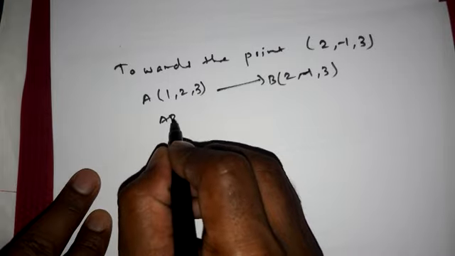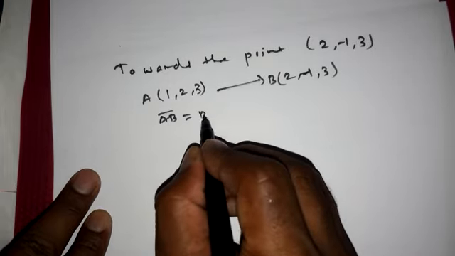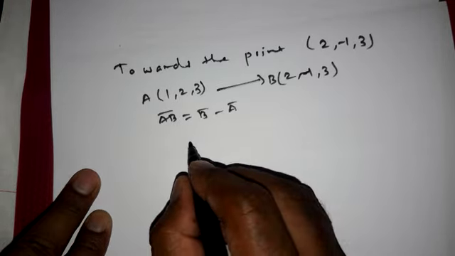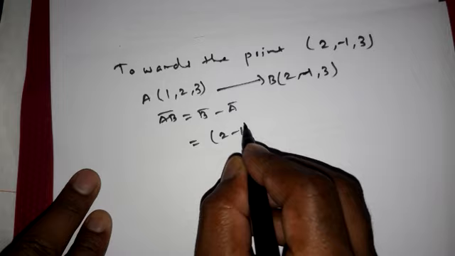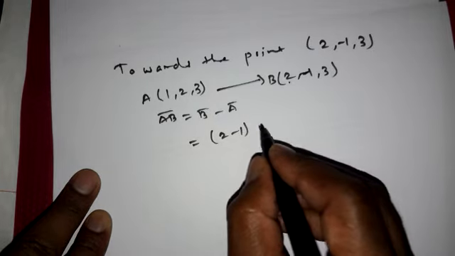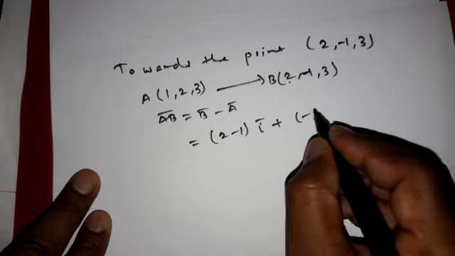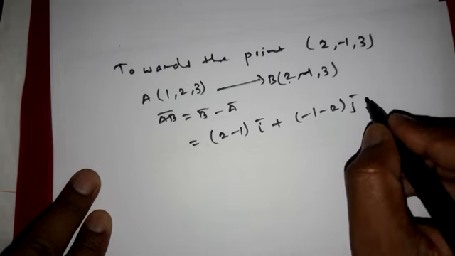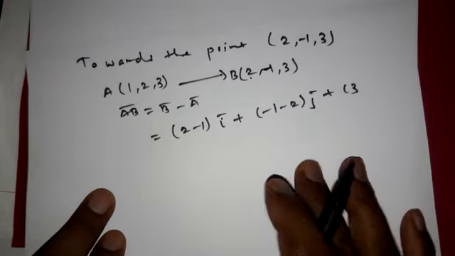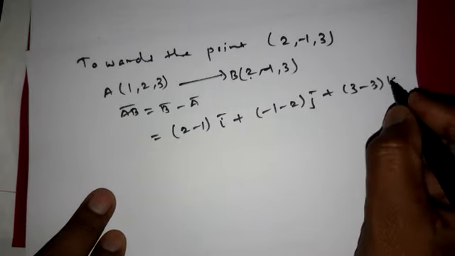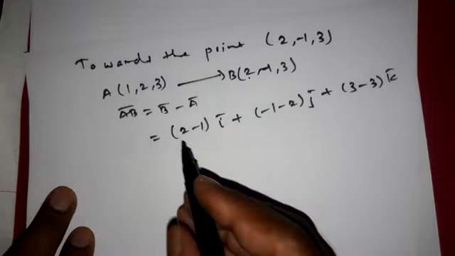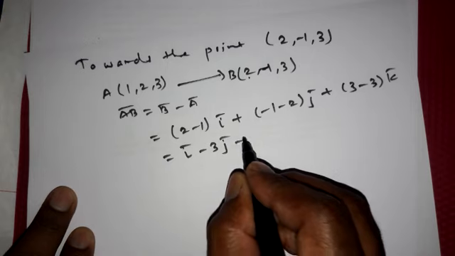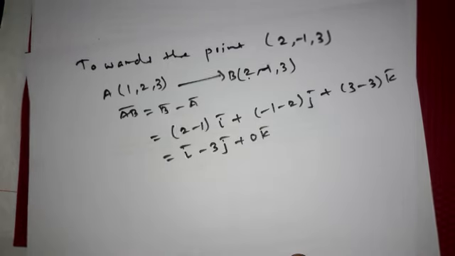So I can find vector AB bar equal to OB bar minus OA bar, that I simply call B bar minus A bar. So here 2 minus 1 into i bar, plus minus 1 minus 2 j bar, plus 3 minus 3 k bar. So our answer is i bar minus 3 j bar plus 0 k bar.